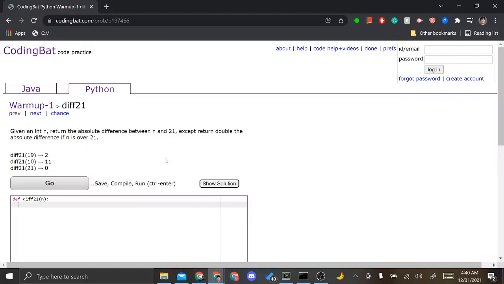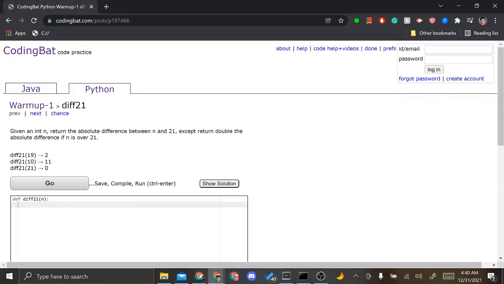So 21 is greater than 21? Nope. Right? So 21 minus 21, that's 0. You can't really say negative 0 or positive 0, so the absolute value of 0 is always going to be, and you guessed it, 0. So that should be our result value.